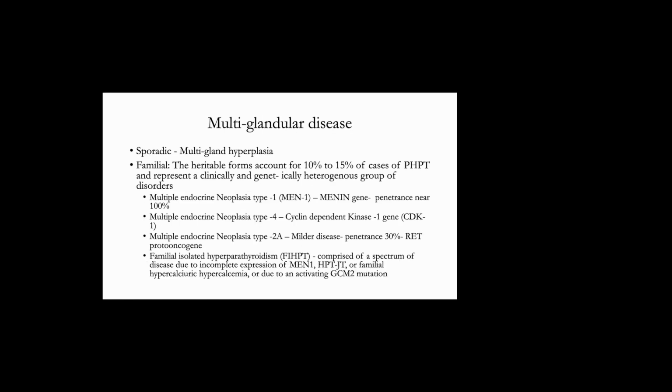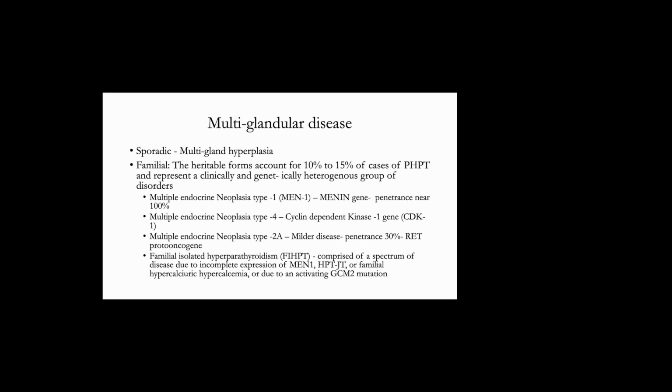Now, multi-gland disease, briefly. From here on, I'll move a little bit fast because I think I've covered most of the important aspects in my previous slides. As I was saying, multi-gland disease could be sporadic or familial, and the heritable forms account for about 15% of the cases of PHPT, and clinically represent a heterogeneous group of disorders, genetically and clinically. So it could be MEN1, which is very, very common. I never thought that MEN1 is so common, but it is, and it is seen in about 5 to 10 in 1 lakh individuals, with a menin mutation.